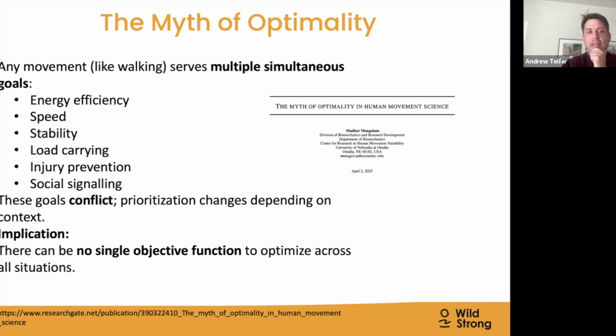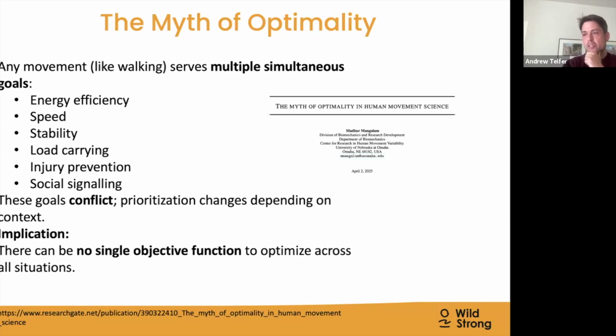But we don't know why people are walking. You could be walking for different reasons. You could be walking for speed. You could be walking for stability. You could be walking because you're carrying something heavy. You could be walking a specific way because you're avoiding an injury. You could be walking a certain way to be more energy efficient. You could be walking to be quiet. You could be walking to be loud. It could be social signaling. You could be walking in such a way to show people that you're angry. You could be trying not to draw attention to yourself.